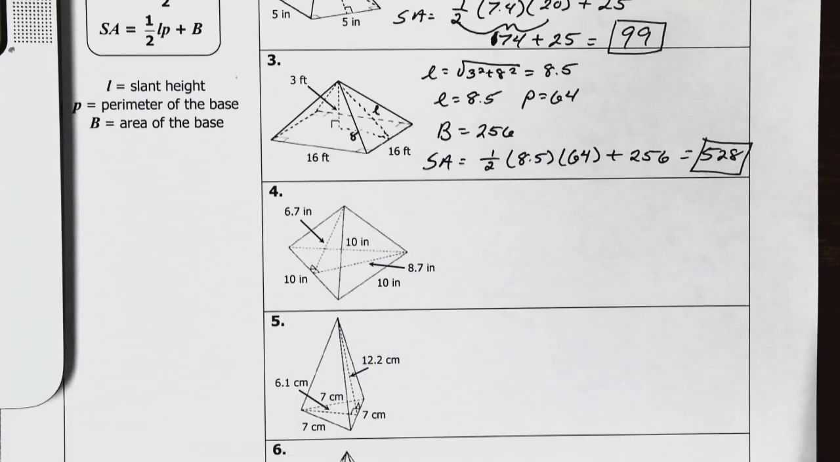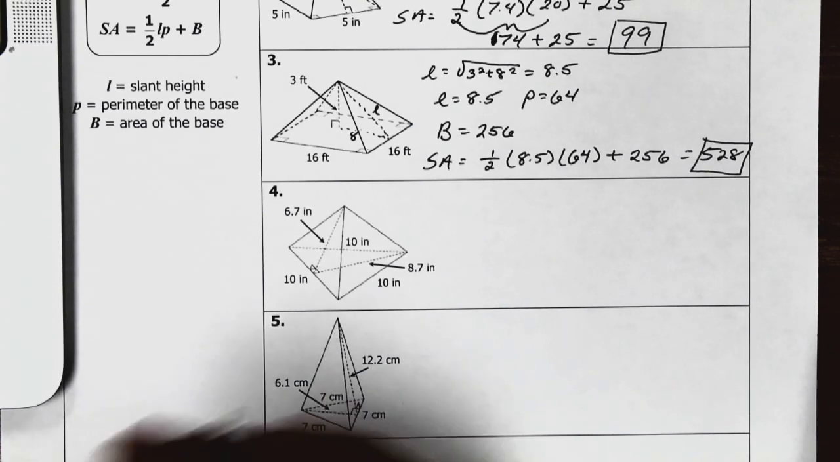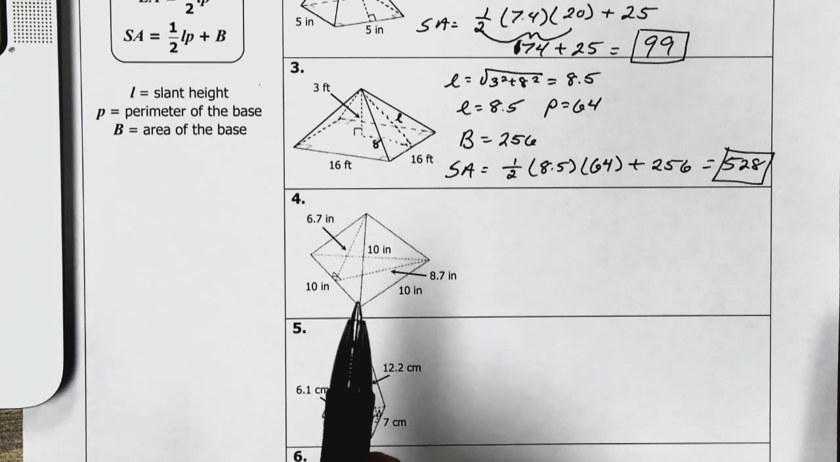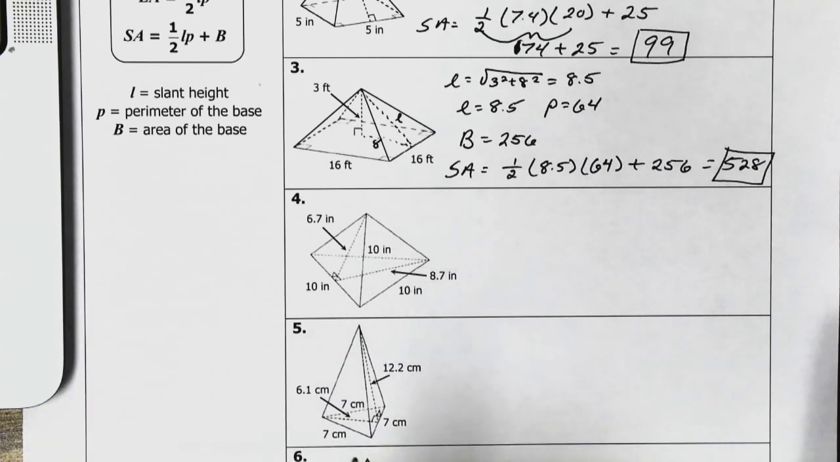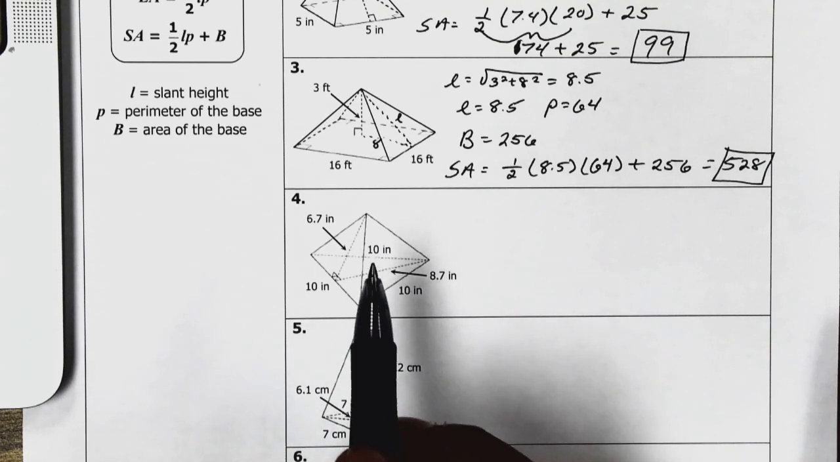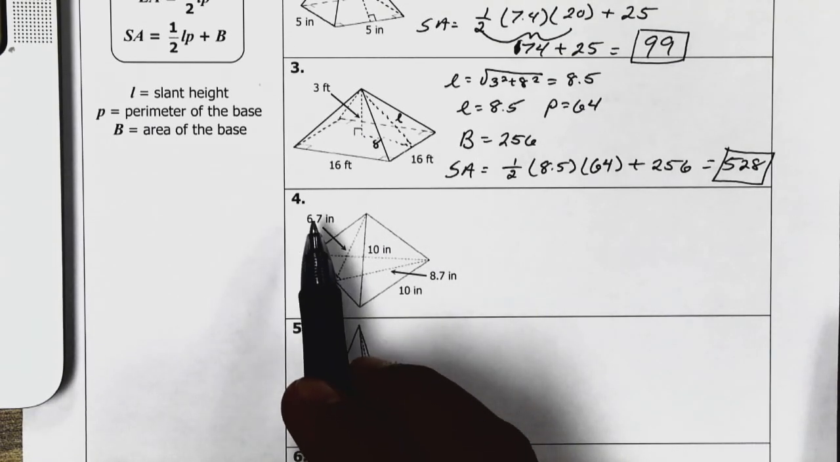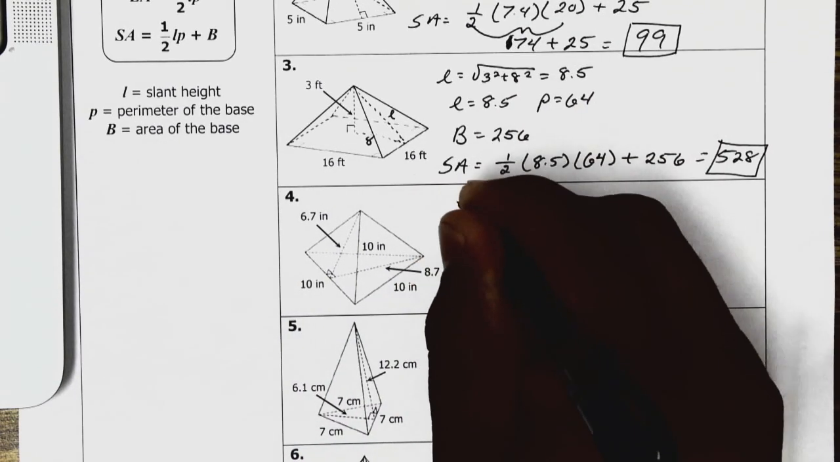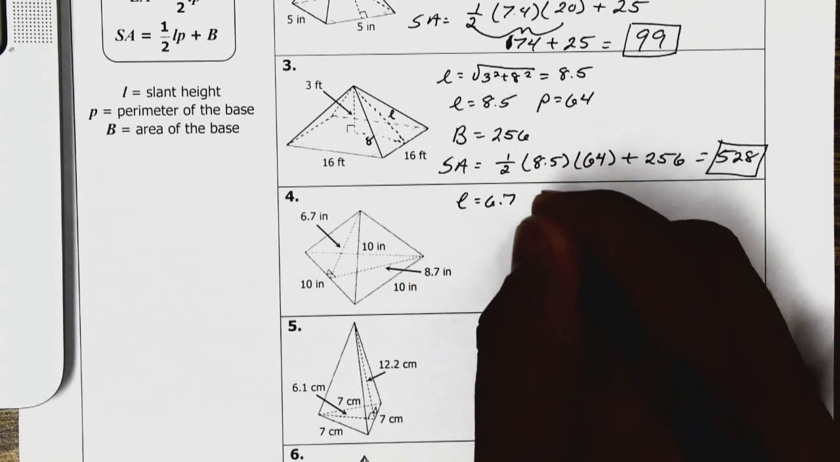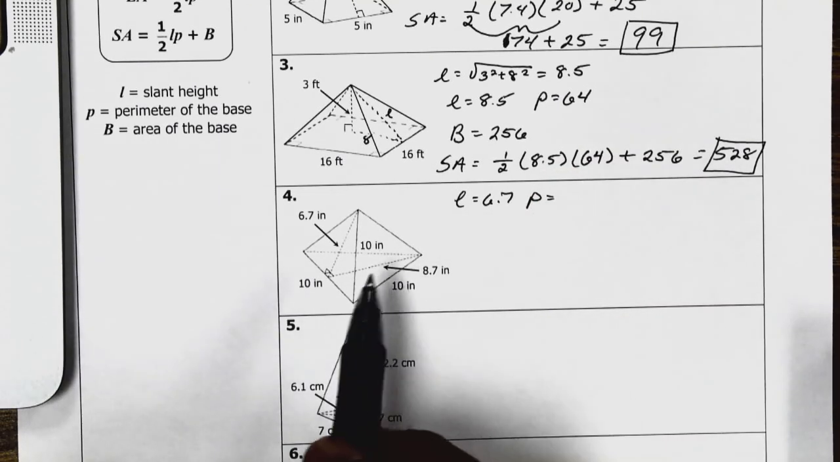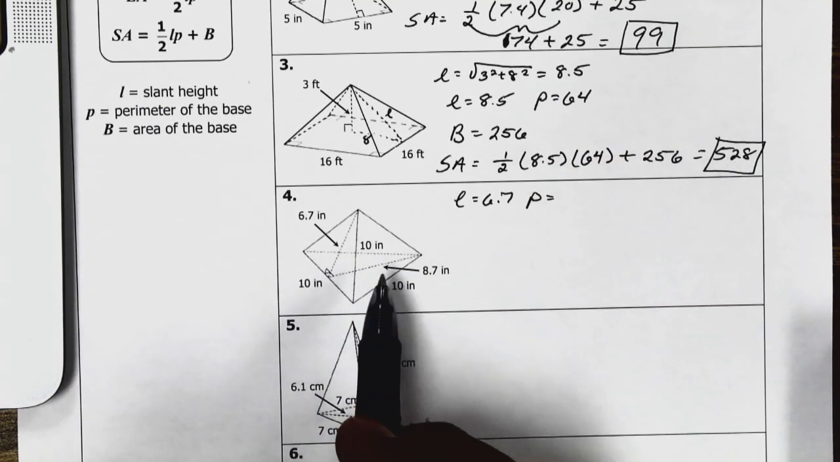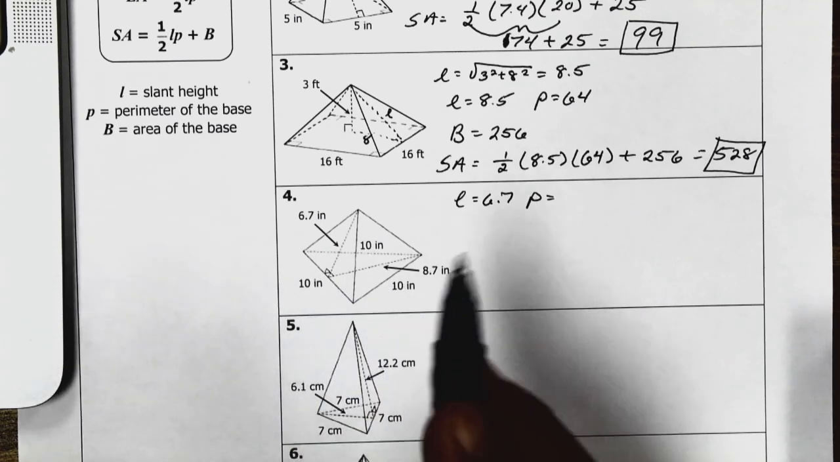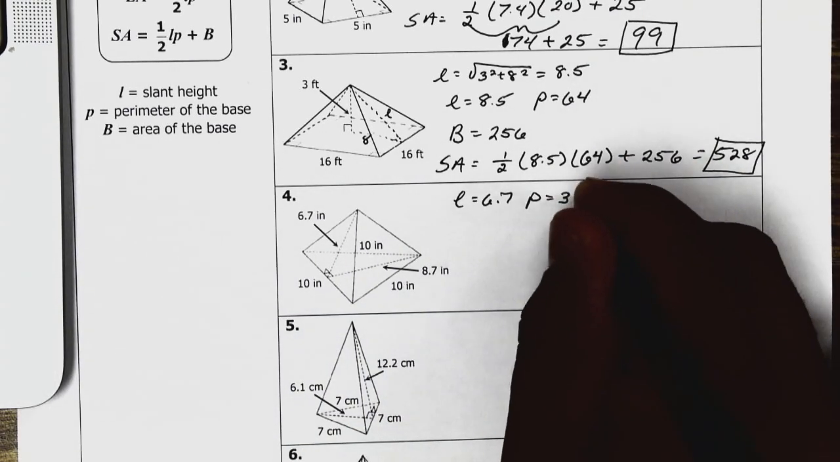All right, now, for the next one. So now this is a triangular pyramid because its base is a triangle, which means when we do the base, we have to do the formula 1/2 base times height. Okay, so first let's get the slant height right here. So this 6.7 right here is this slant right here on the face of the triangle. So L is 6.7. So now P is the perimeter of the triangle, which the base triangle is down here. It's this 10, 10, and 10. So 10 plus 10 plus 10 is 30.